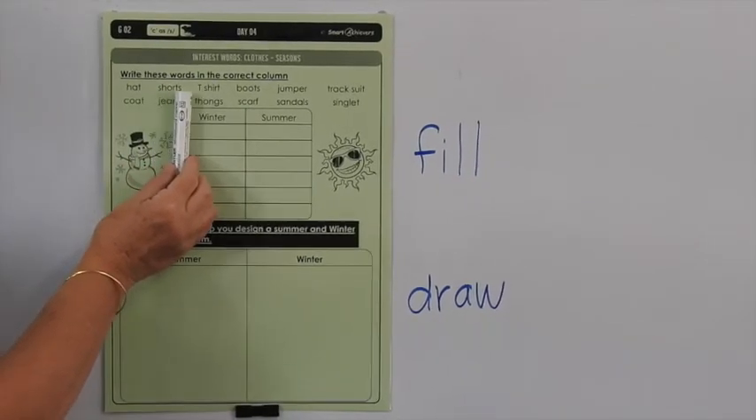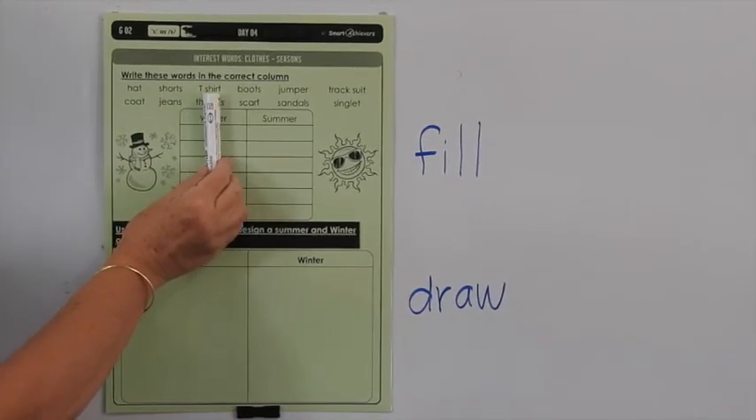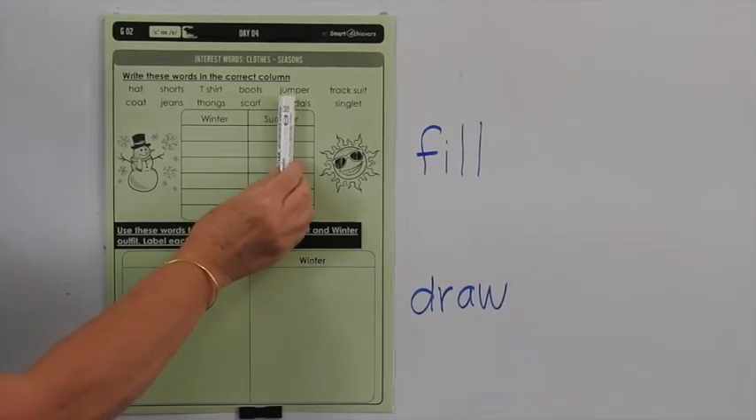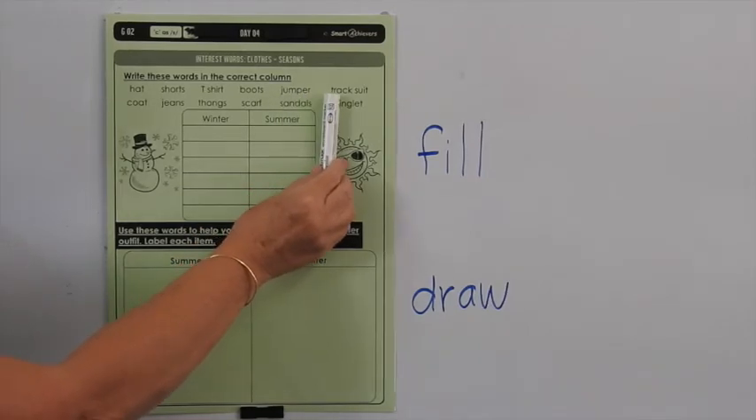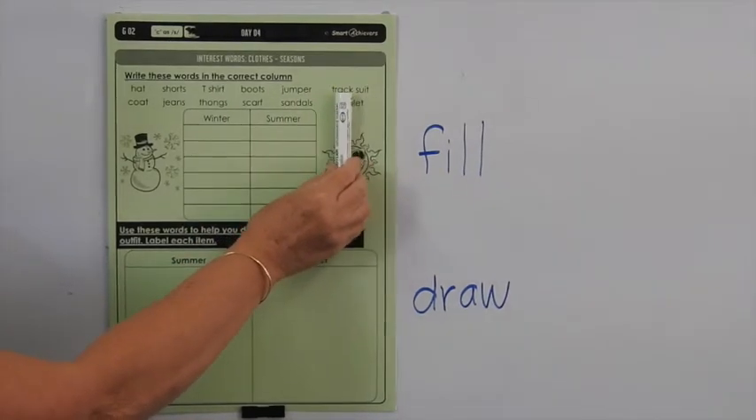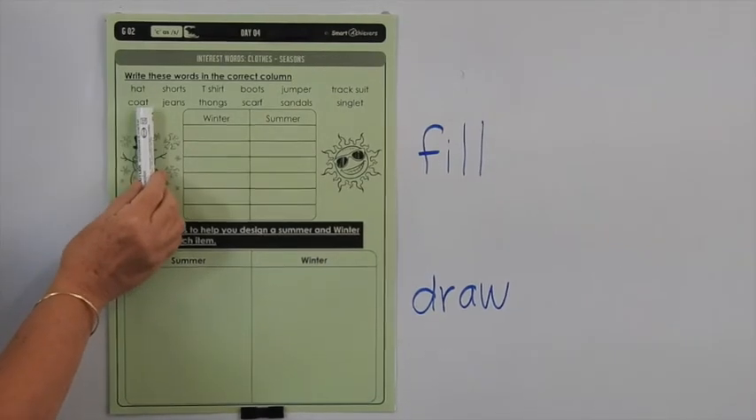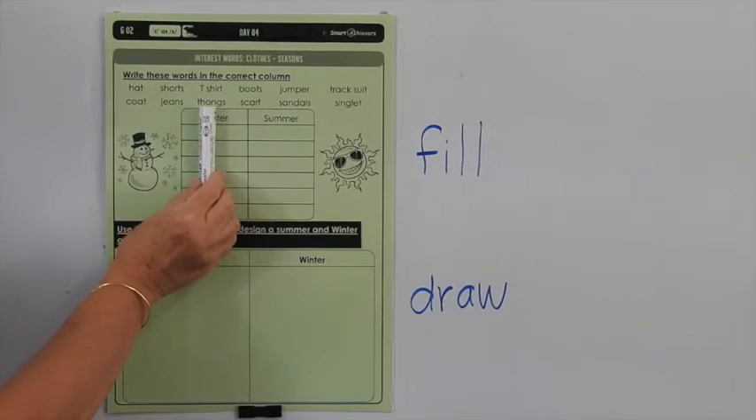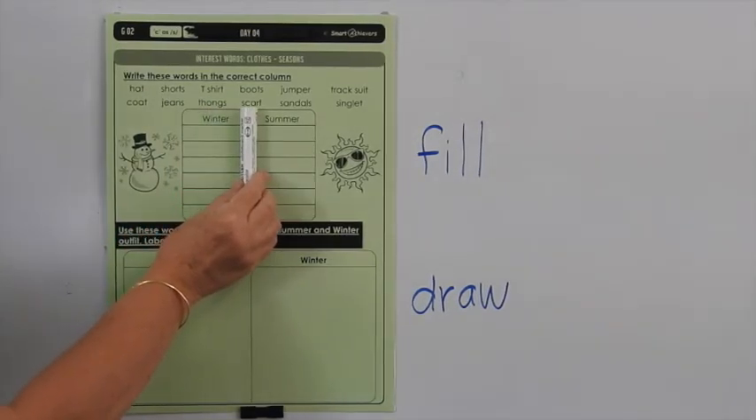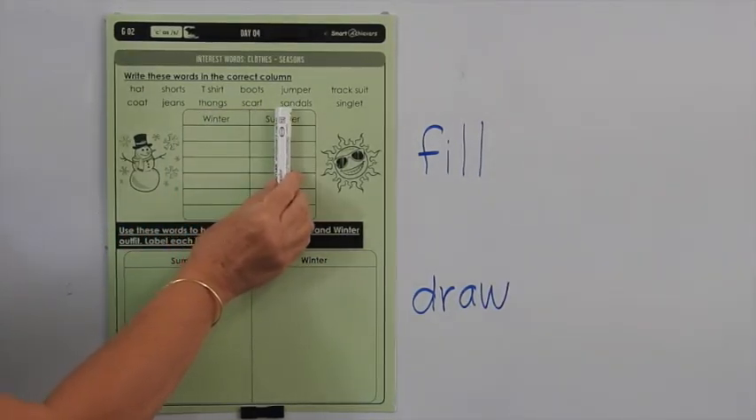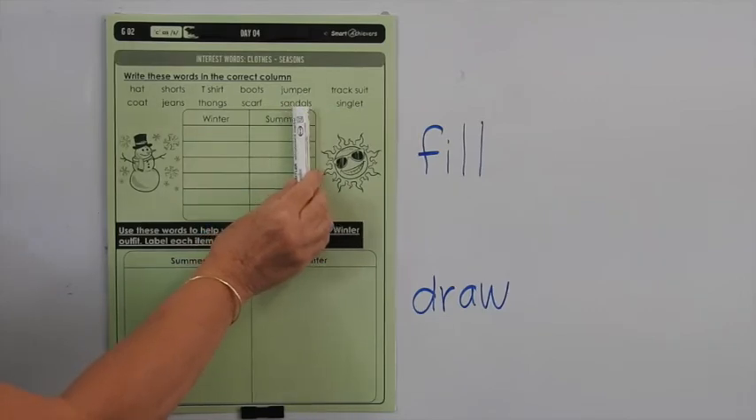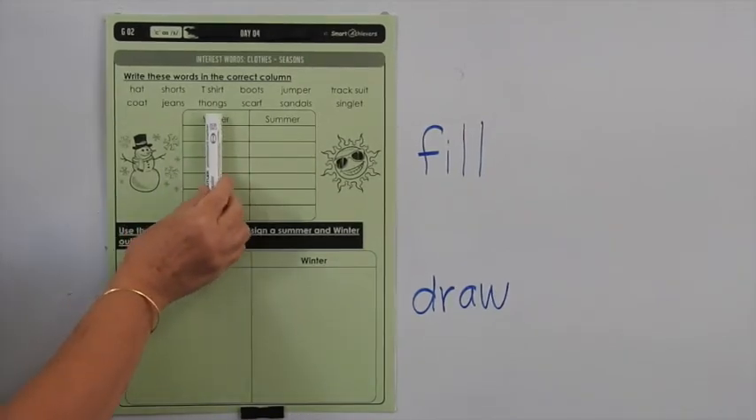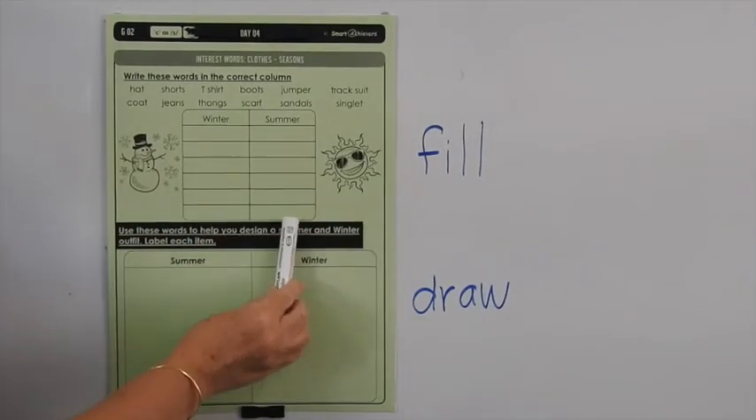Hat, shorts, t-shirt, boots, jumper, track suit, coat, jeans, thongs, scarf, sandals, singlet. Okay, so anything that you wear in winter goes here, anything you wear in summer goes there.